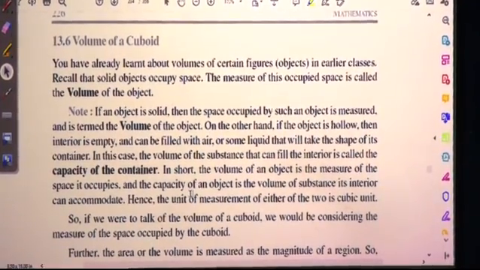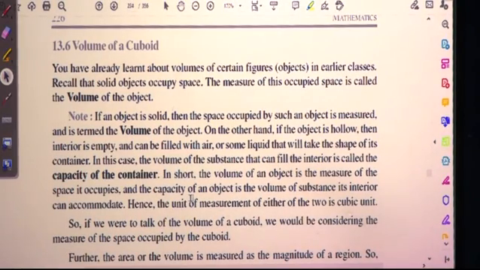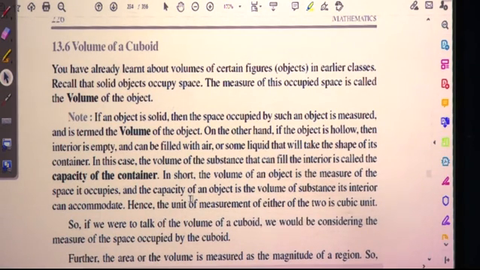You have already learned about volumes of certain figures in earlier classes. Recall that solid objects occupy space. The measure of this occupied space is called the volume of the object. Means what is volume? The space that is occupied is nothing but volume of the object. So, what does the note explain?